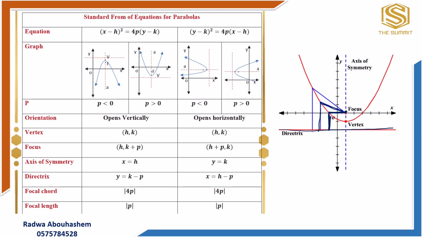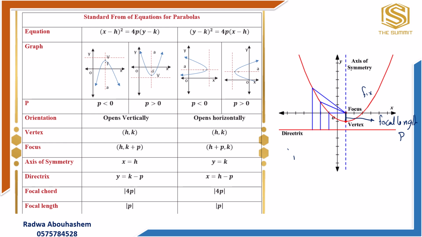So the focus here is just the fixed point inside the curve. And the directrix is a fixed line below the curve that the curve does not touch, okay? And the vertex is just the point midway between the focus and the directrix. Here's the midpoint, we call it the vertex, okay? Then we have the distance between the focus and the vertex. This distance we call the focal length, and we give it the symbol p.